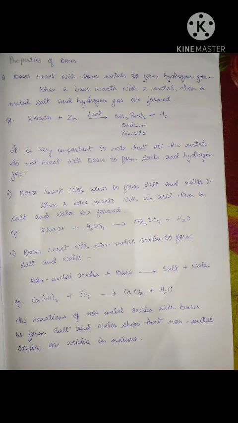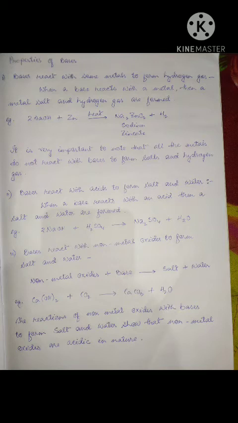Now let us discuss the properties of base. The first property is base reacts with some metals to form hydrogen gas. When a base reacts with a metal, then a metal salt and hydrogen gas are formed. For example, sodium hydroxide plus zinc to form sodium zincate plus hydrogen. It is very important to note that not all metals react with bases to form salt and hydrogen gas. The second property for base is bases react with acids to form salt and water.